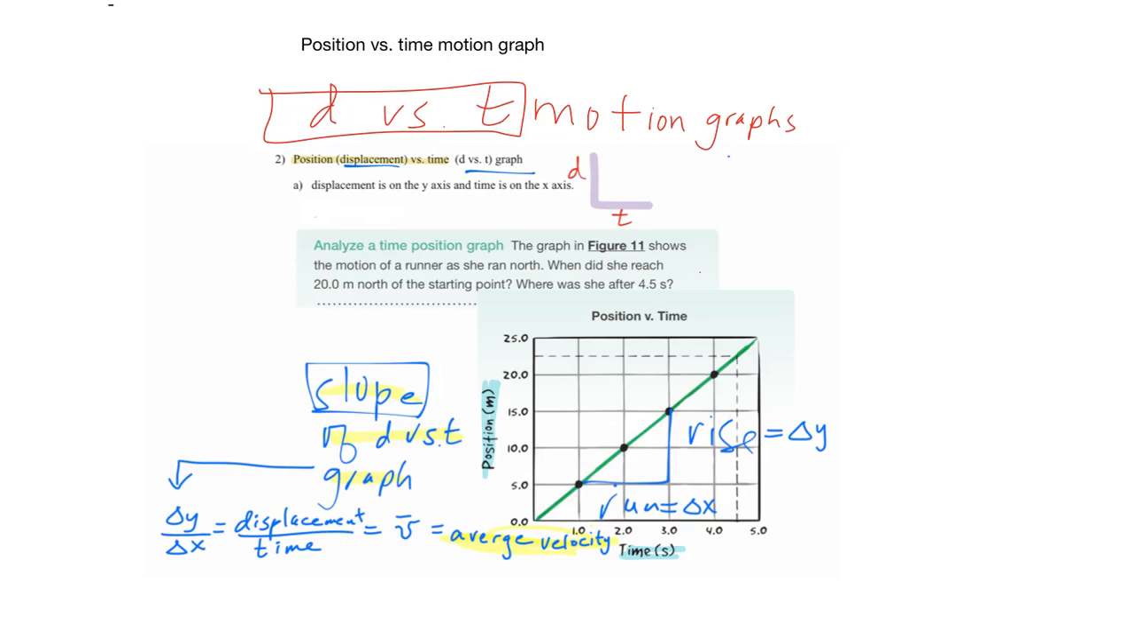Okay, this is going to be material for test 1D. It's on motion graphs.